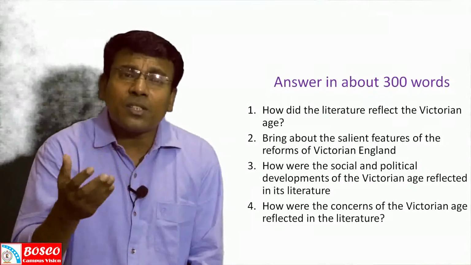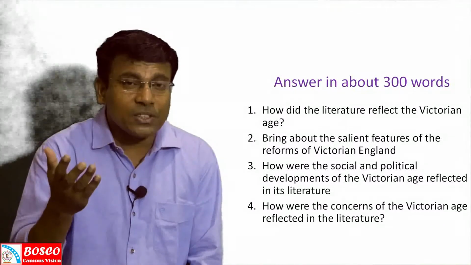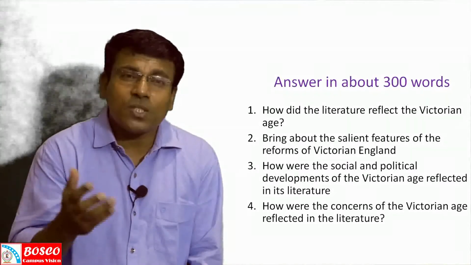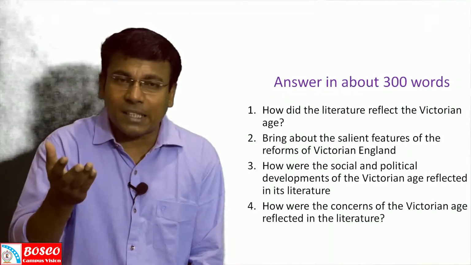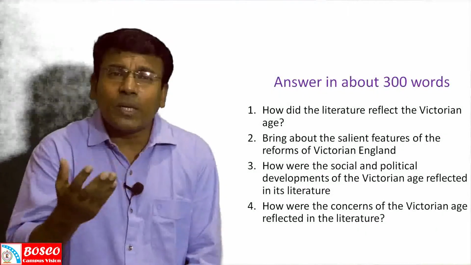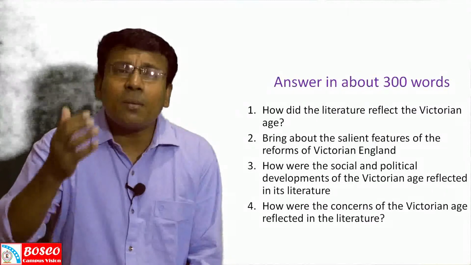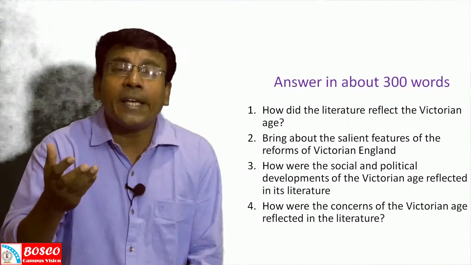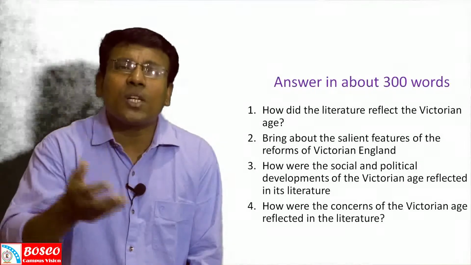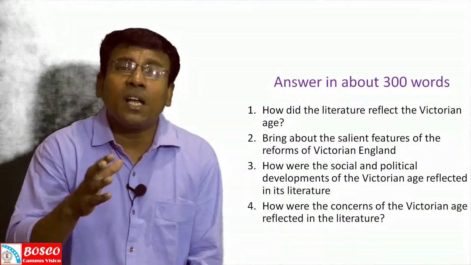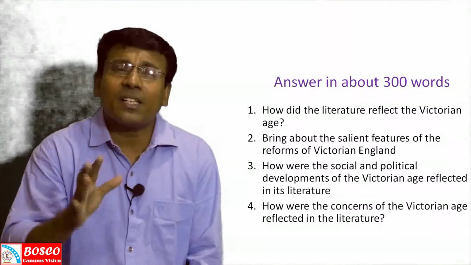How did the literature reflect the Victorian age? Essay question. The second question, bring about the salient features of the reforms of Victorian England. Third one, how were the social and political developments of the Victorian age reflected in literature? Now this question is repeated again and again. The social and political developments of the Victorian age, how did they reflect in literature?